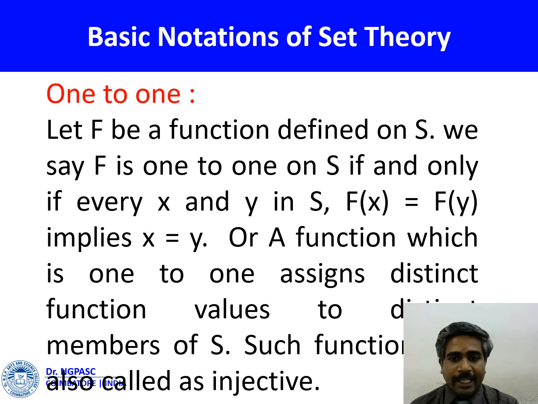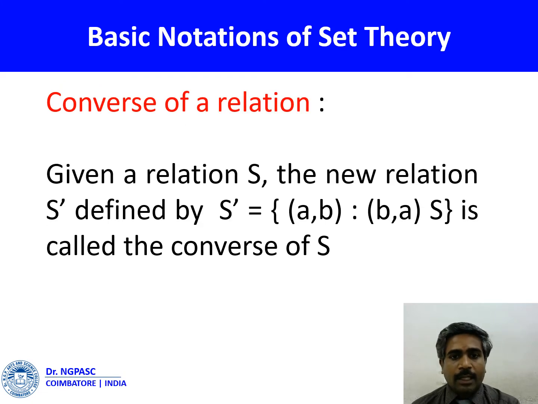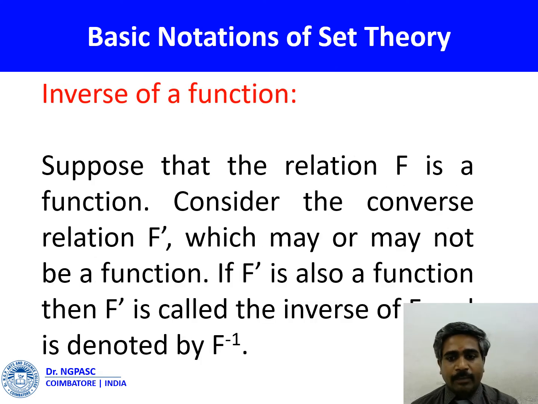There are three kinds of definitions. One-to-one function is also called injective function. Converse of a relation. The converse of a relation S is denoted by S dash and defined by (a, b) from (b, a) that belongs to S, called the converse of S. Then inverse of a function. If the converse relation f dash is a function, then this is called the inverse of a function.